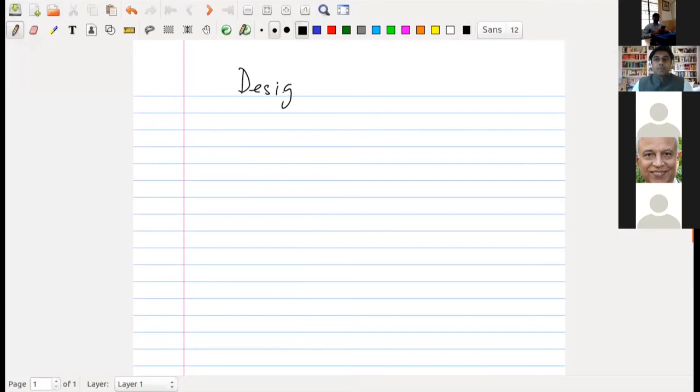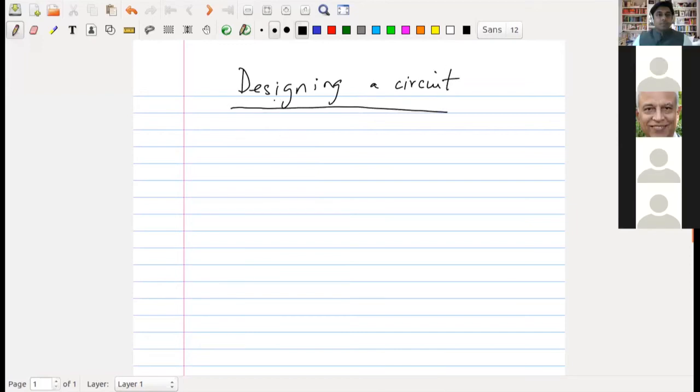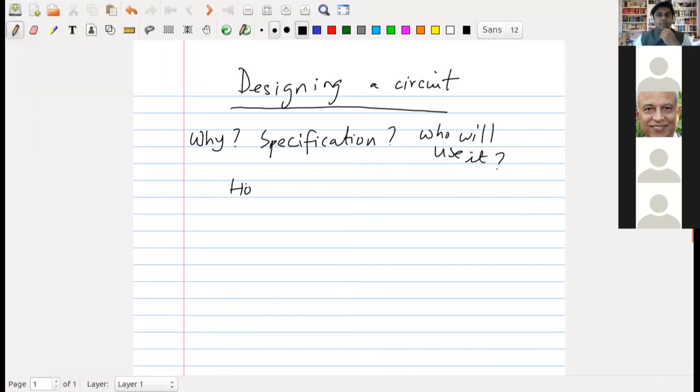So if you ask that question, the first thing is, before you design the circuit, you have to have an idea where you are headed. You have to ask some basic questions. Why are you designing it? What is its specification? Who will use it? How will they use it?